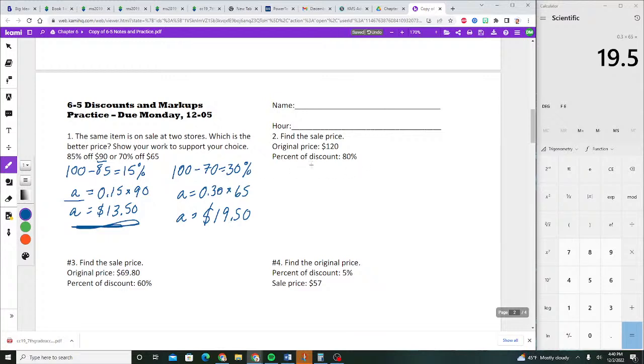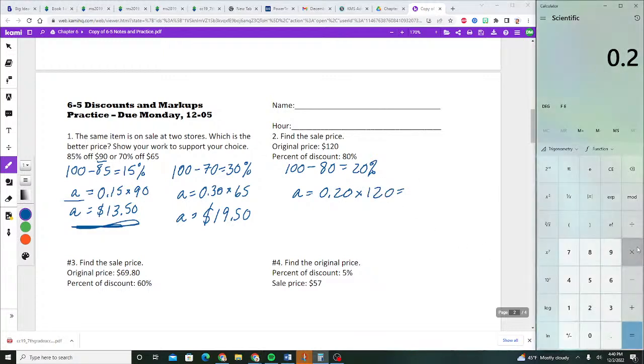Find the sale price for the next one. Percent discount is 80%, so we're going to go 100 minus 80 gives us 20%. And so we want 20% of 120. So 0.2 times 120 is 24. So we're looking at $24.